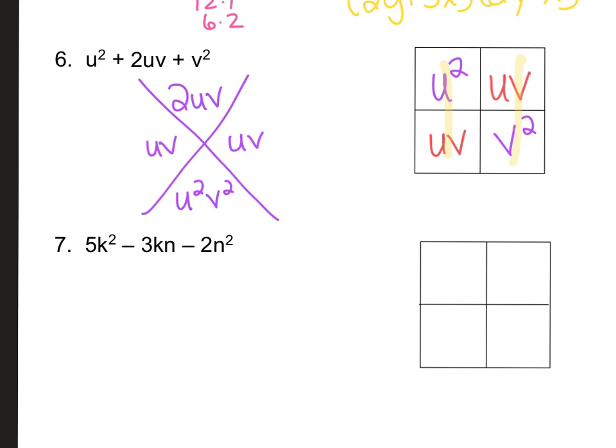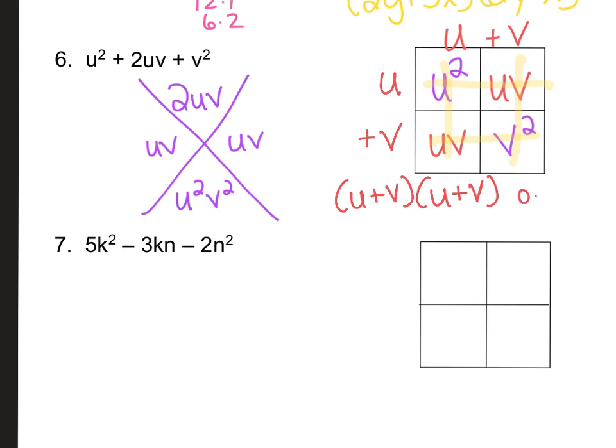So if I factor out a u up top, I'm going to factor out a v up top as well. And then I'm going to row factor, and I'm going to factor out a u on the left and a v on the left. So this would be u plus v times u plus v, or another way to write this would be u plus v squared. Either one of those would be acceptable.